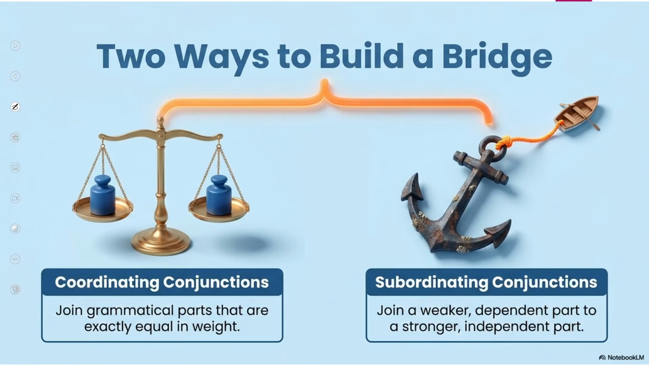Here we have two types of conjunctions. First, coordinating conjunction, which joins two words, two phrases or two clauses which are of equal weightage. And secondly, we have subordinating conjunction. Here we join a dependent clause with an independent clause.